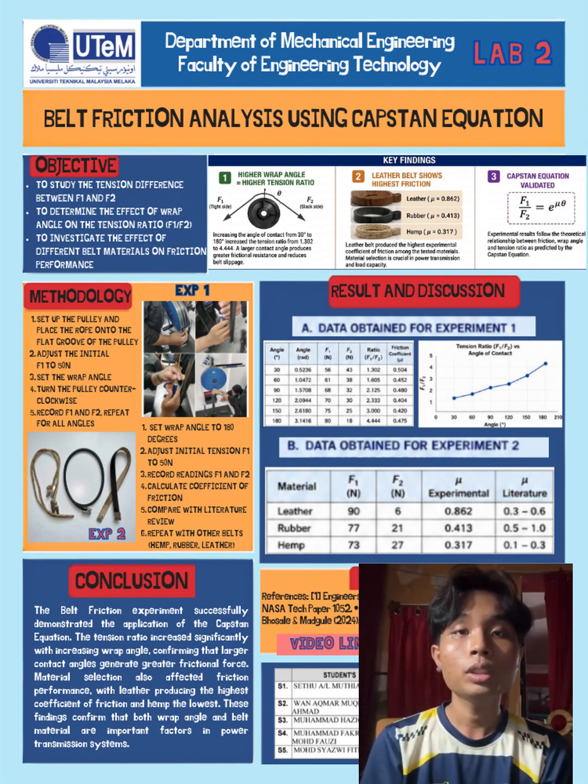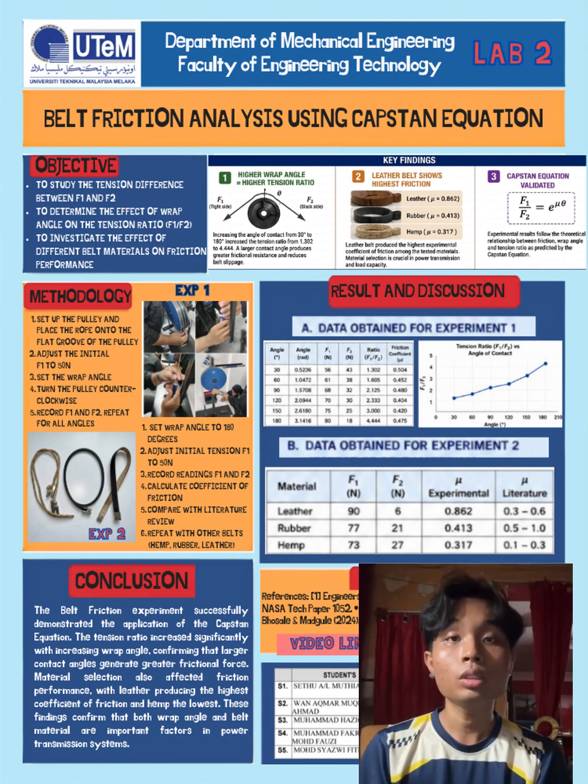For experiment 2, we study the effect of belt material on the friction performance. Among the three materials tested, leather recorded the highest coefficient of friction at 0.862, followed by rubber at 0.413 and hemp at 0.317. So this indicates that leather provides the best grip and resistance to slipping.